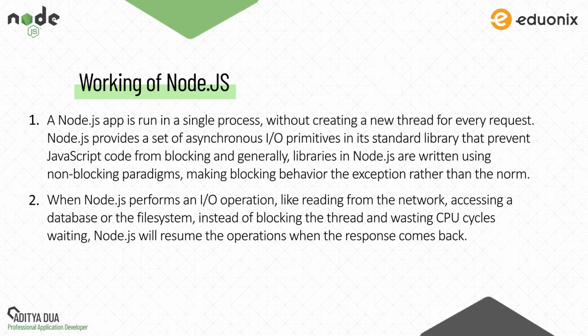Node is a single thread. There are different ways of achieving multi-threading. The first way is that each request is a new thread. That is one way of achieving multi-threading. The second way is whenever a request comes, the thread line is one.